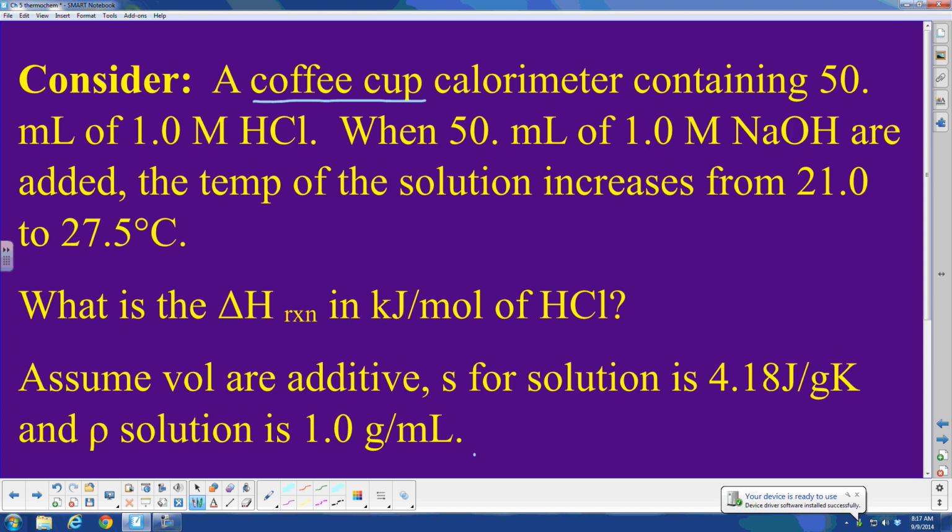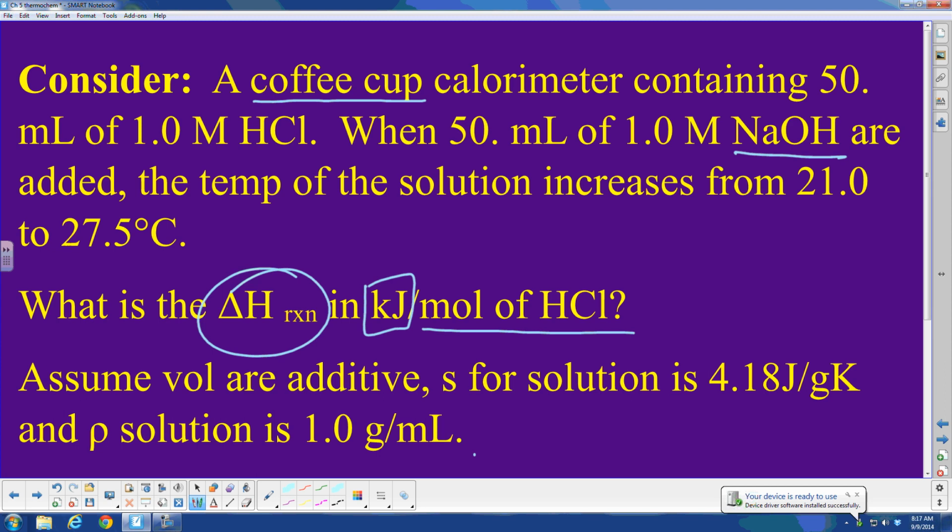Coffee cup calorimeter containing 50 milliliters of 1 molar hydrochloric acid. And then I'm going to add 50 milliliters of sodium hydroxide. The temperature of the solution increases. So the question is, what is my heat of reaction? What is the delta H of reaction in kilojoules per mole of hydrochloric acid?